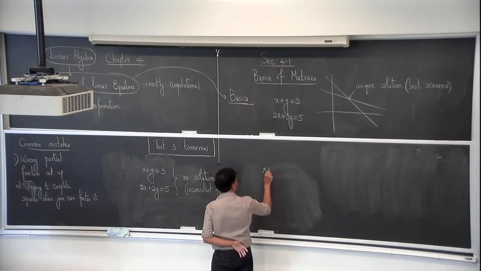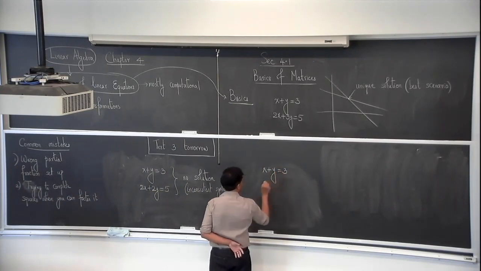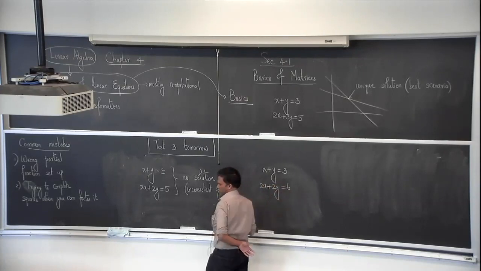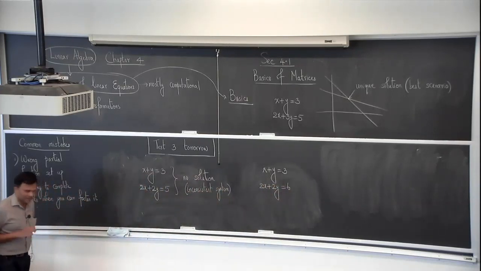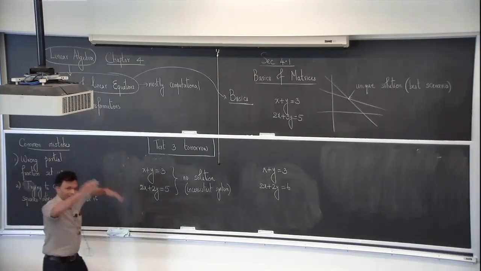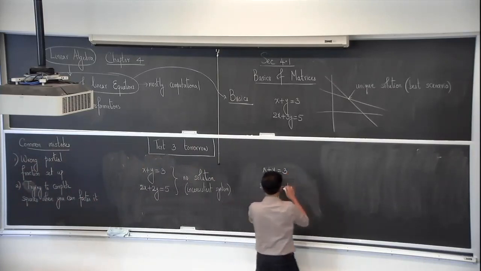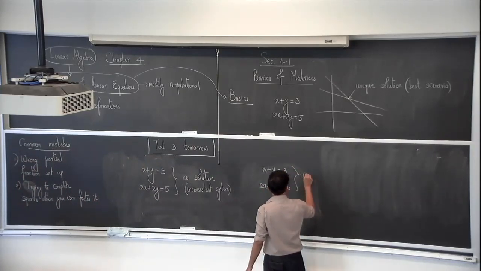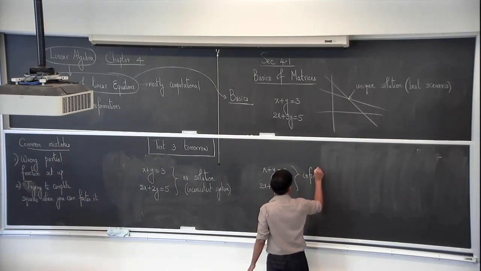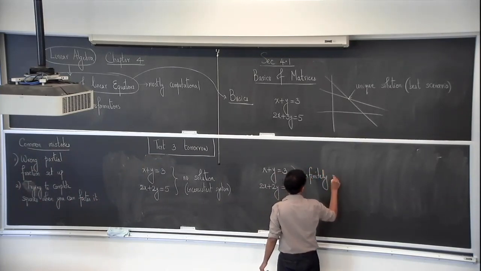What about this one? x plus y equal to 3 and 2x plus 2y equal to 6. Now I got my multiplication correct. How many solutions does this system have? Infinitely many, right? This is just the same straight line here. This has got infinitely many solutions.